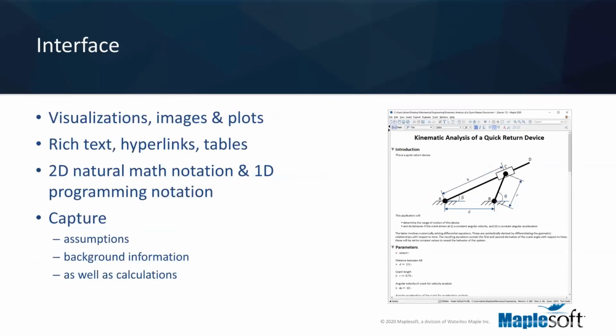The Maple interface is the reason why a significant number of mechanical engineers use Maple. It's pretty unique. A Maple document itself is a rich environment for math and documentation. You can include equations in natural mathematical notation, explanatory, fully formatted text, just like a word processing tool like Microsoft Word, hyperlinks, tables, images, animations, and lots of other stuff. This means you capture the assumptions and background information behind an analysis, as well as the actual number crunching, the calculations.